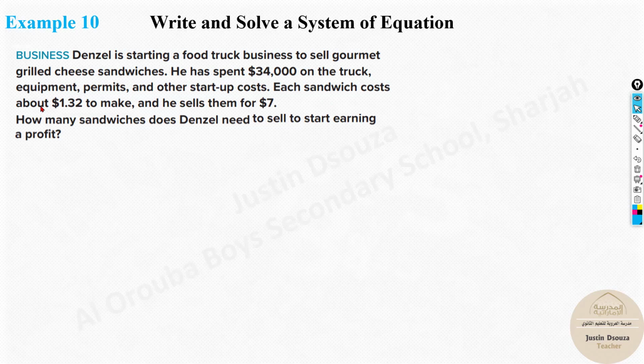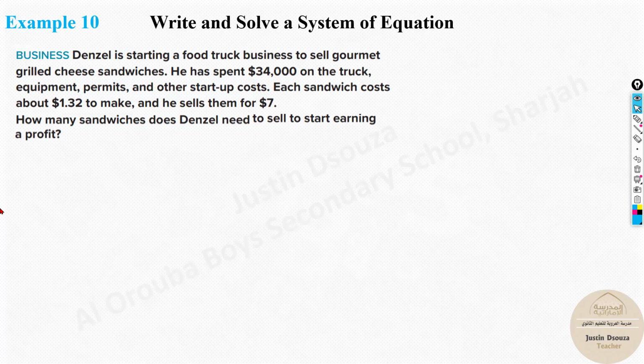Each sandwich costs him about $1.32. Now, all the required instruments, everything is done, and after that, whenever he makes one sandwich, it'll cost him $1.32. But he sells them for $7. Now, he has already invested 34,000. When will we start making a profit? When will Denzel make a profit?